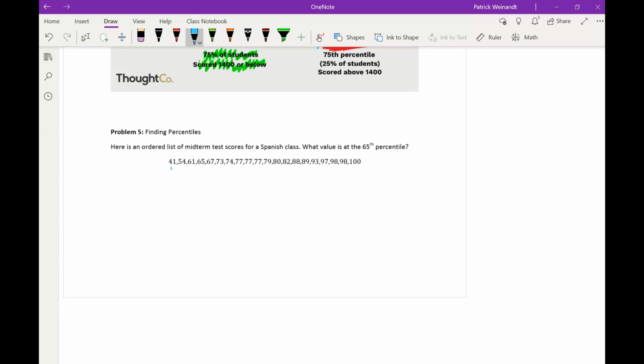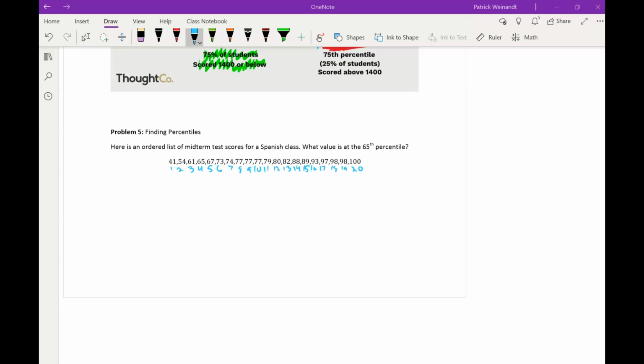And we could count them, and it goes 1, 2, 3, 4, 5, 6, 7, 8, 9, 10, 11, 12, 13. Okay, there's 20 values. Well, we're saying what value is at the 65th percentile? There's a lot of different ways this question can be asked, but essentially the way that you can find it is the same process.